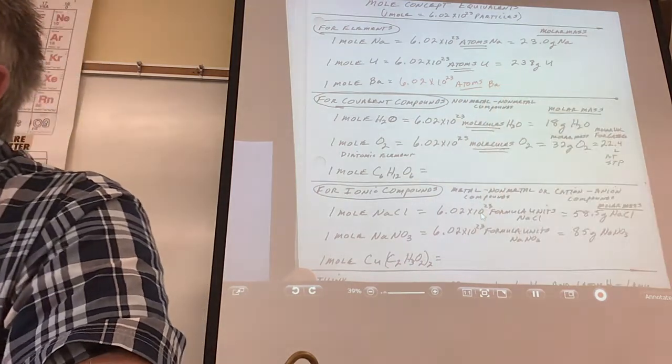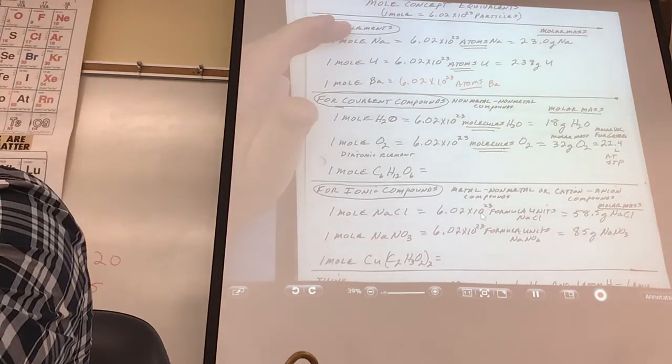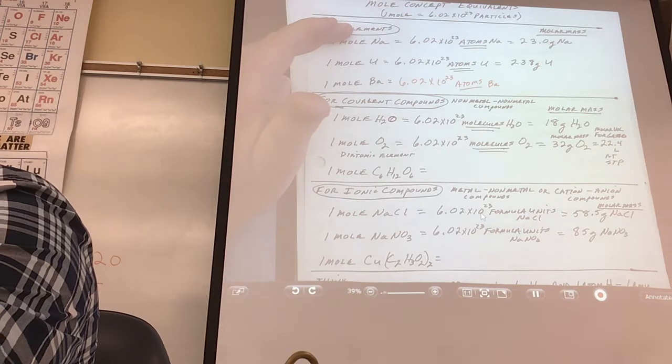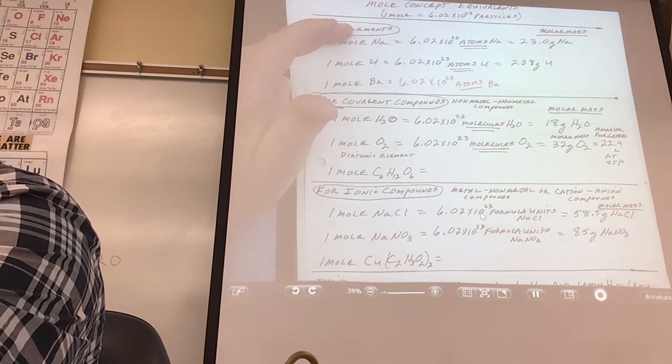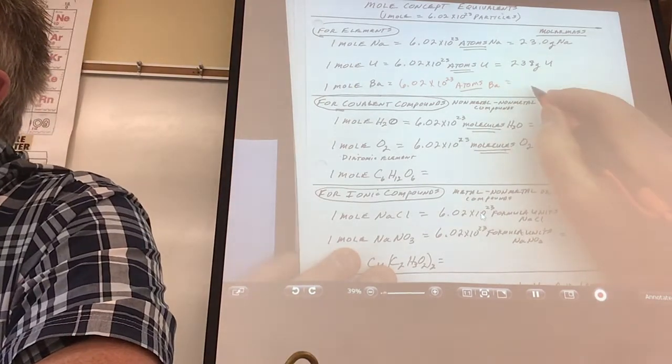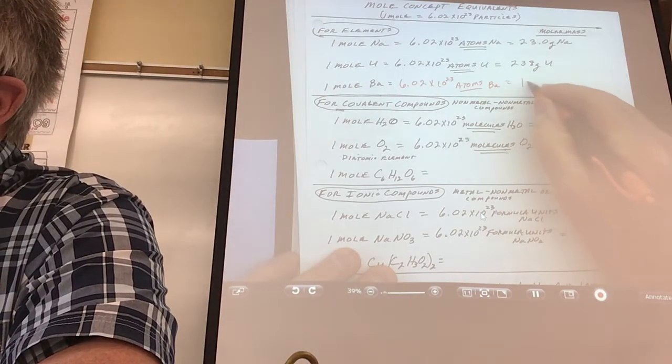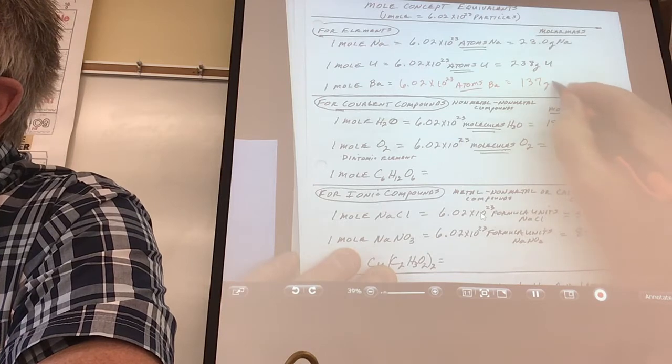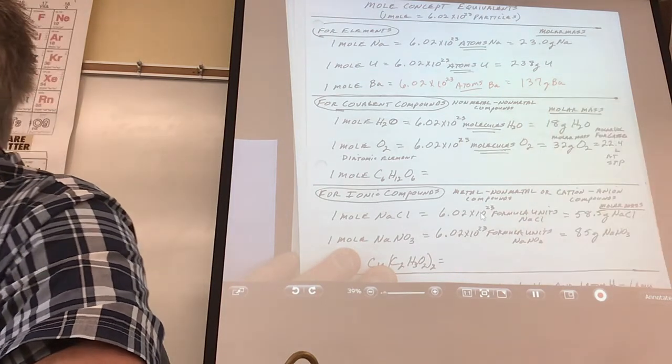Okay. So what you're thinking is, what's the smallest piece of an element that still has the properties of the element? Atom. Okay, keep going. And that's going to turn into 137 grams of barium. Why not 38? And where'd you get that number?